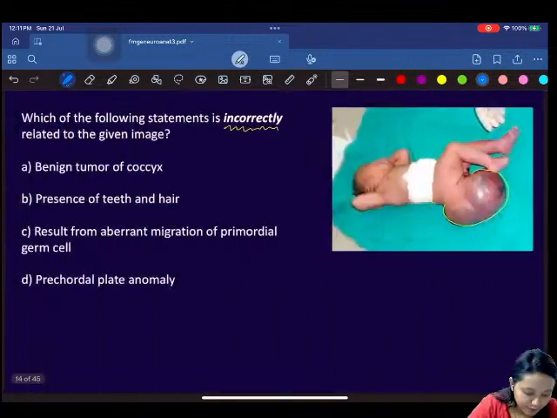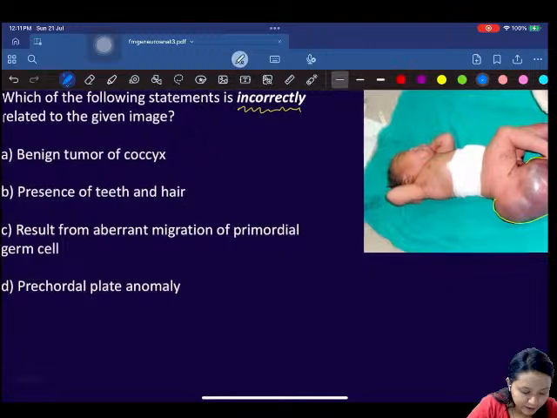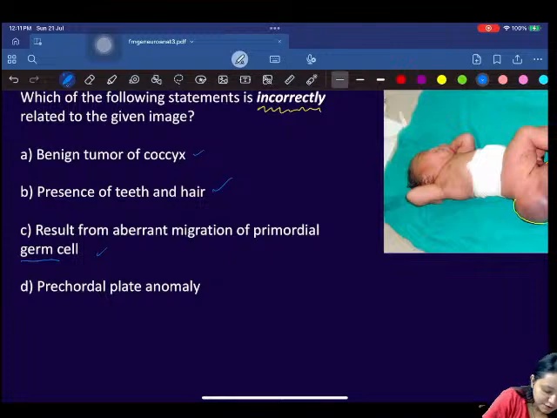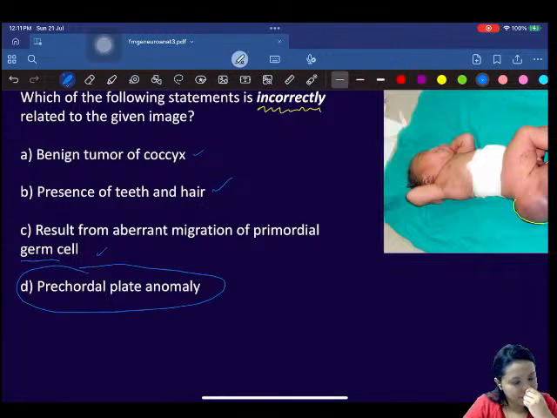Now let us come to this question. They have mentioned that it is a benign tumor of the coccyx, yes. Presence of teeth and hair, yes. Results from aberrant migration of primordial germ cell, yes. So the answer is precaudal plate anomaly. It is not a precaudal plate anomaly that causes this. The precaudal plate anomaly will be towards the mouth, not towards the sacrum or the coccyx.